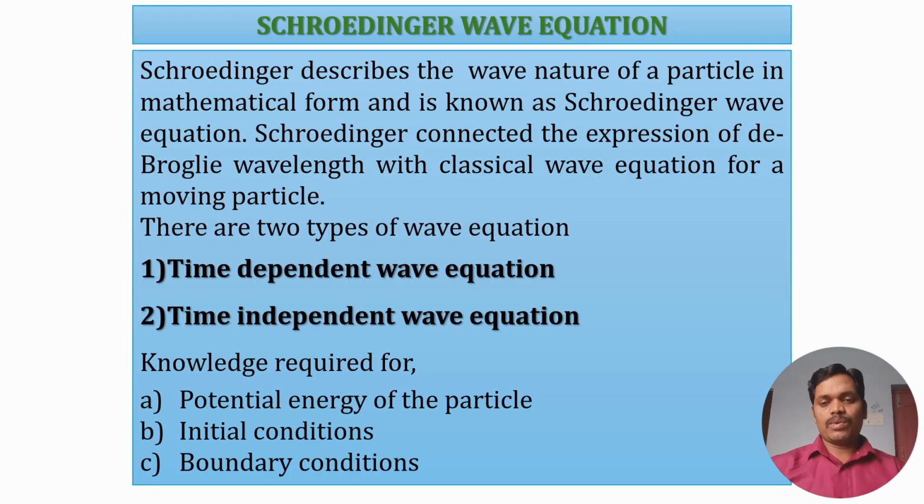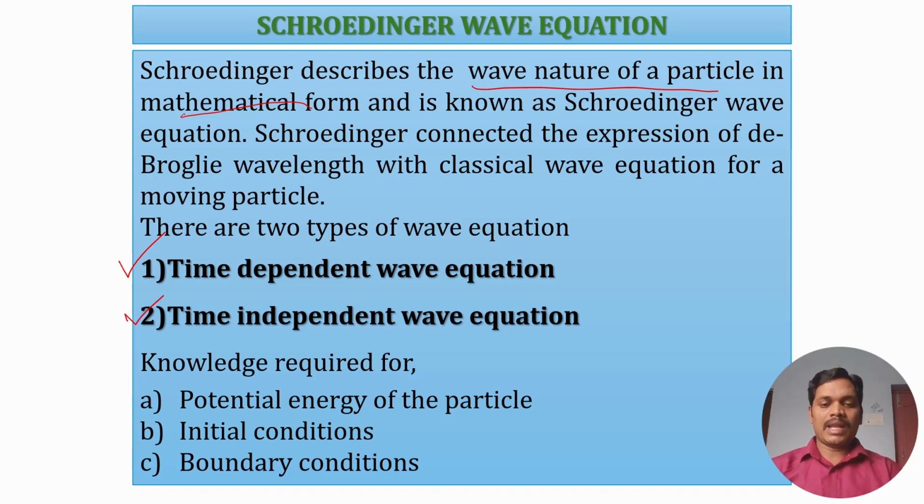So here we should know what the Schrodinger wave equation is. As I mentioned earlier, Schrodinger connected the classical mechanics concepts with the de Broglie wavelength concepts. So Schrodinger describes the wave nature of a particle in mathematical form. That is what we have to understand. So the Schrodinger wave equation is the wave nature of a particle in mathematical form. And there are two types of wave equation. The first one is the Schrodinger time dependent wave equation, and the second one is the Schrodinger time independent wave equation.